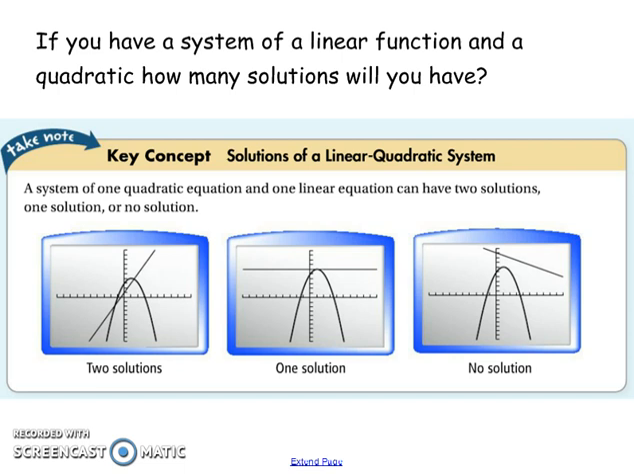If you have a system of a linear function and a quadratic, how many solutions will you have? So here we have three examples. In the first example, the parabola and the line are crossing each other at two spots. So that means that they have two solutions. They have 2 points of intersection. When you have one solution or 1 point of intersection, they're only touching at 1 point. And when they don't intersect at all, there is no solution.